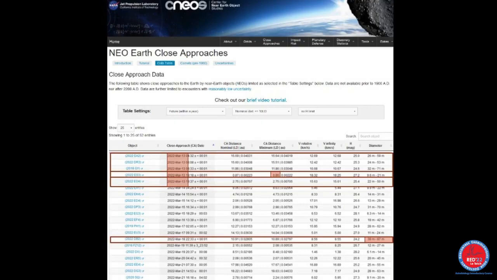And so, if you want to have some excitement in your life, you can check up the information about what's flying around us today. Very good webpage. I strongly recommend checking it out. So today we have quite a lot of asteroids, as you can see. All of them were flying by us today.